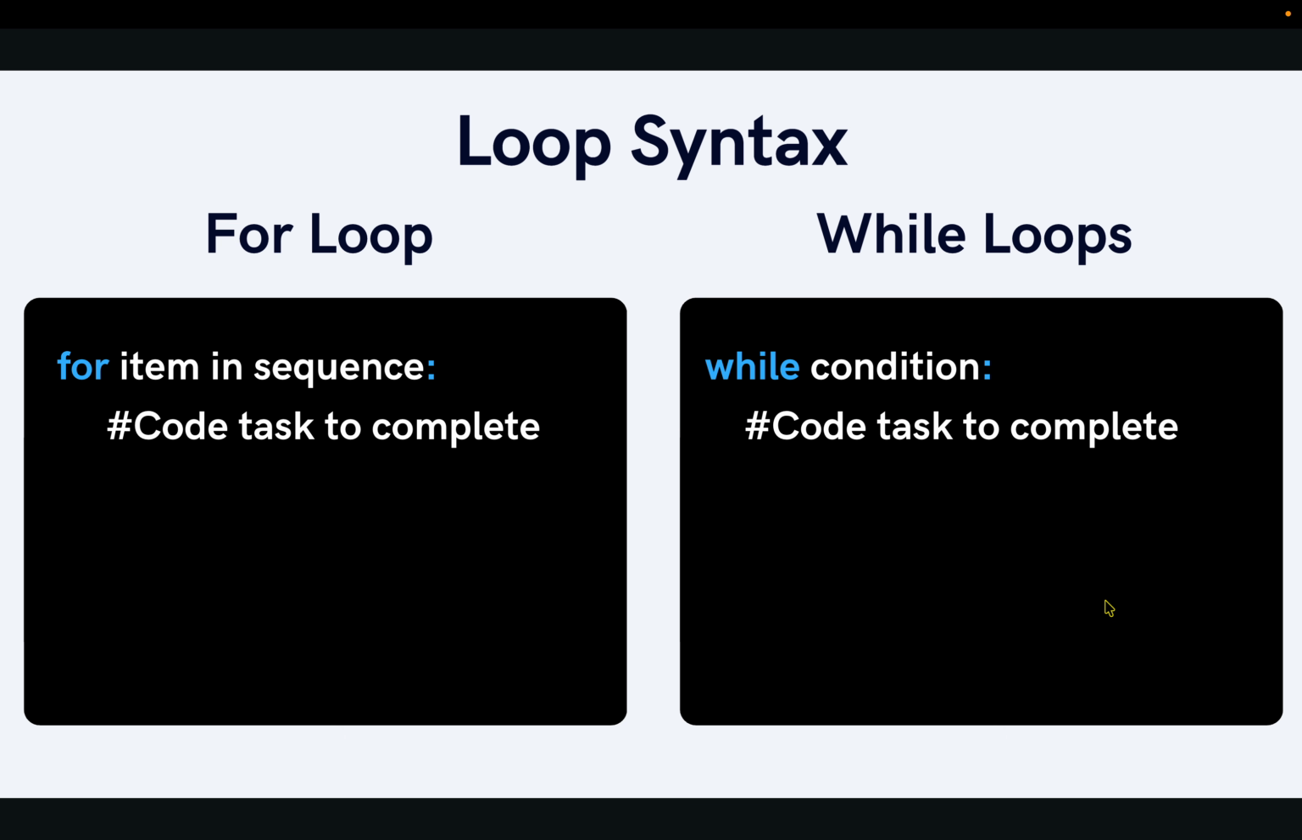So this is how you would write it. Your while loop is set up like your if statement, except it's saying while instead of if. And while that condition is true, you're going to run whatever code is under it. Whereas your for loop is going to say for item in sequence. So for item in this list, for letter in this string. These are just some examples, but it will check through a range of numbers or a specific string or a specific list, for example.